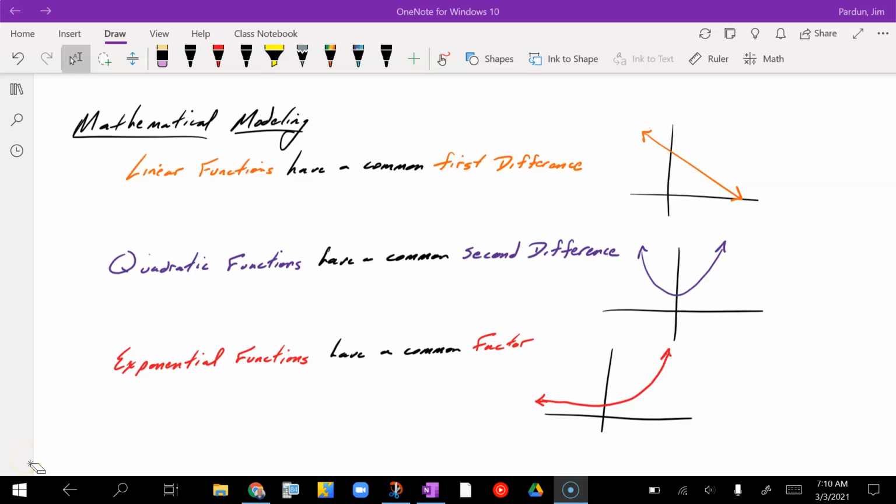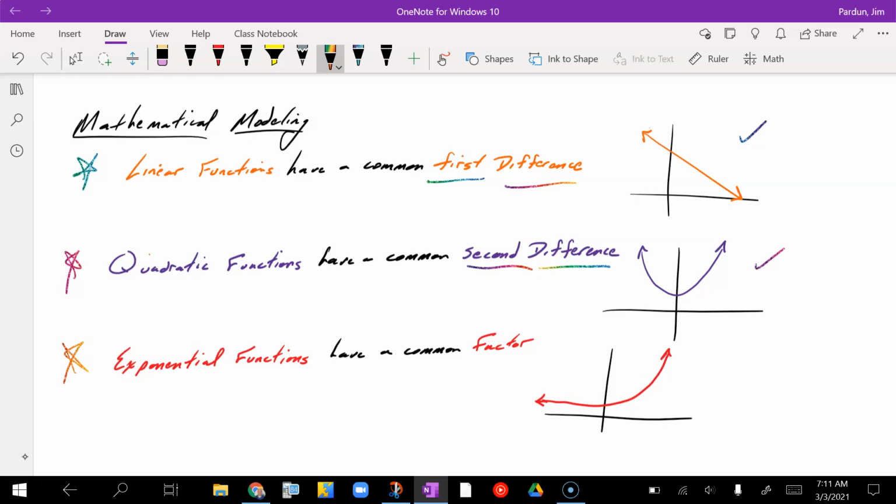So in this learning target, mathematical modeling, we've studied three different types of functions: linear functions, quadratic functions, and exponential functions. What we know is that a linear function has a common first difference between the outputs. And when we plot those points on a graph, we get a linear graph. A quadratic function has a common second difference between the outputs. And when we plot those points on a graph, we get some sort of a parabola that opens up or down.